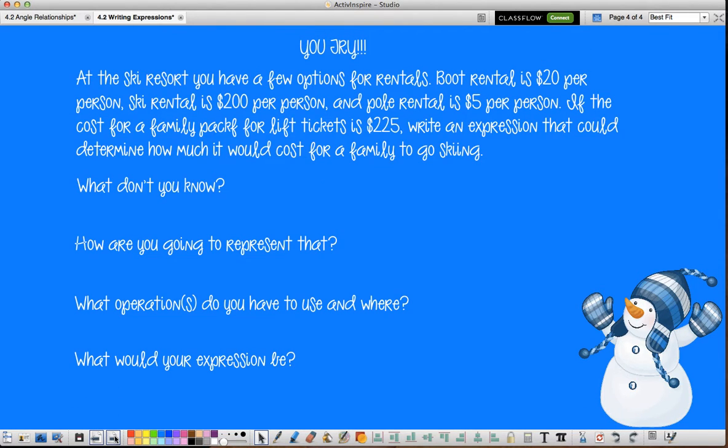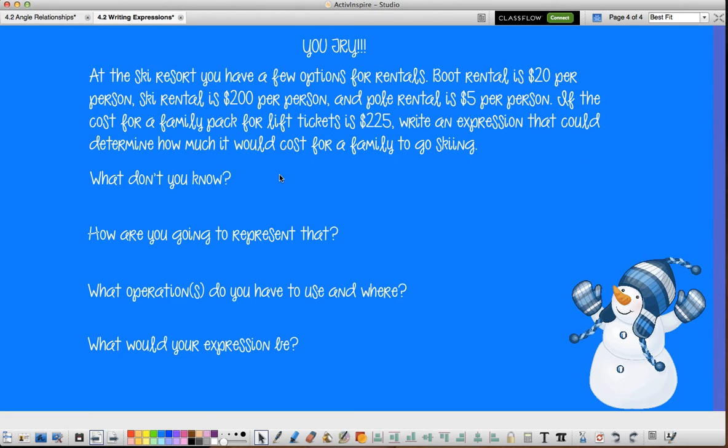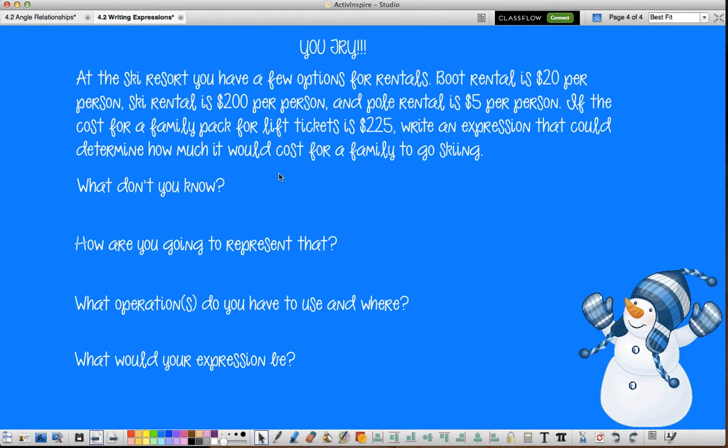All right, so this is going to take us some time to get used to and to work through. So here's your U-Try problem for the night. You have the ski resort and it costs $20 per person to rent boots, $200 per person to rent skis, and $5 per person to rent poles. And you know the family cost for a pack of lift tickets is $225, and I'll take that extra letter out there. So you can just assume that they're getting the $225 lift tickets, and you need to write an expression that would help determine how much money they would be spending at the ski resort.